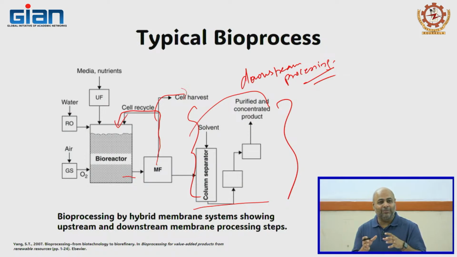So, what is the best example of cell recycle in your day-to-day life? Yeah, yogurt and curd, right, at home. So, you keep the culture. After you have finished the yogurt, you keep a little bit of it so that you can reuse it. So, that maintains the consistency. Cell recycle allows you to maintain that consistency. Okay?